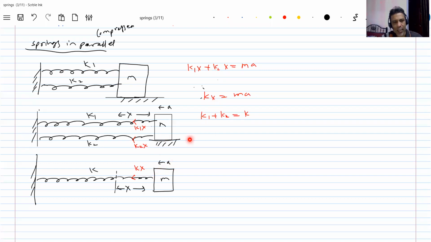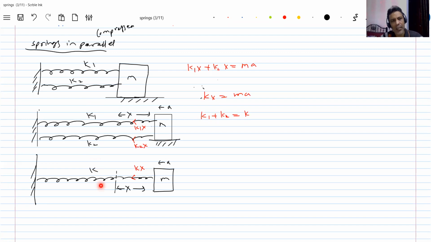Then I'll equate. Then shall I say that the action these two springs produce on the block is the same action produced by this spring. So I'll call this the equivalent of these two. How are they connected? In parallel. This particular way of connecting things is said to be parallel.